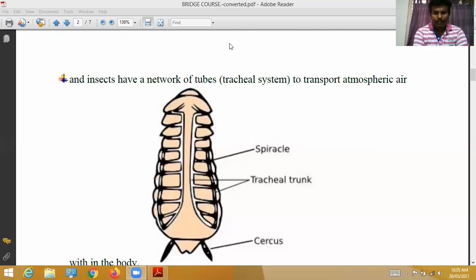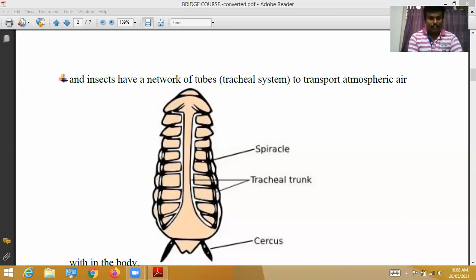Arthropods. So earthworm belongs to the phylum Annelida. About Annelida, you will learn more and more features in first PUC. At the same time here, about insects. There are thousands of insects commonly surviving around us. These insects belong to the phylum Arthropoda.